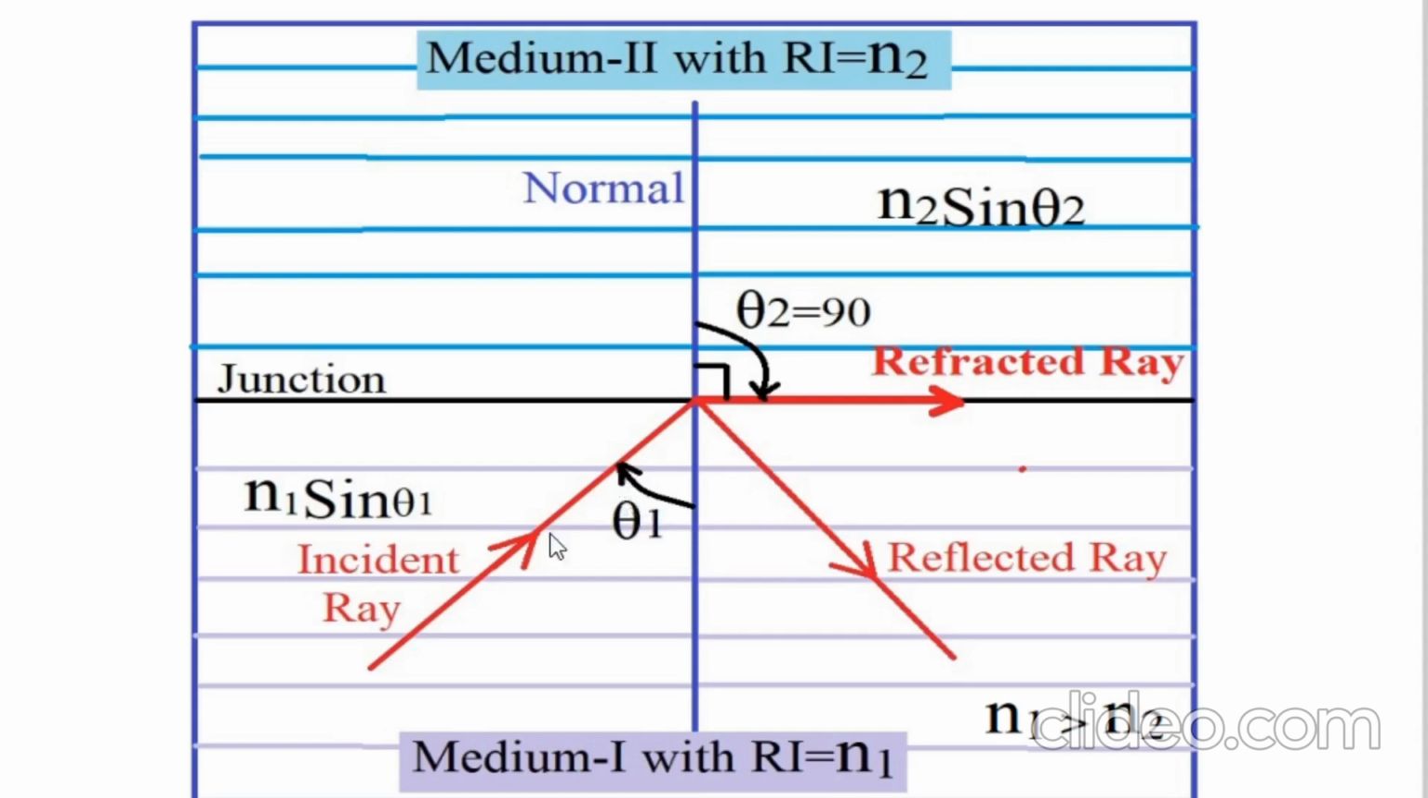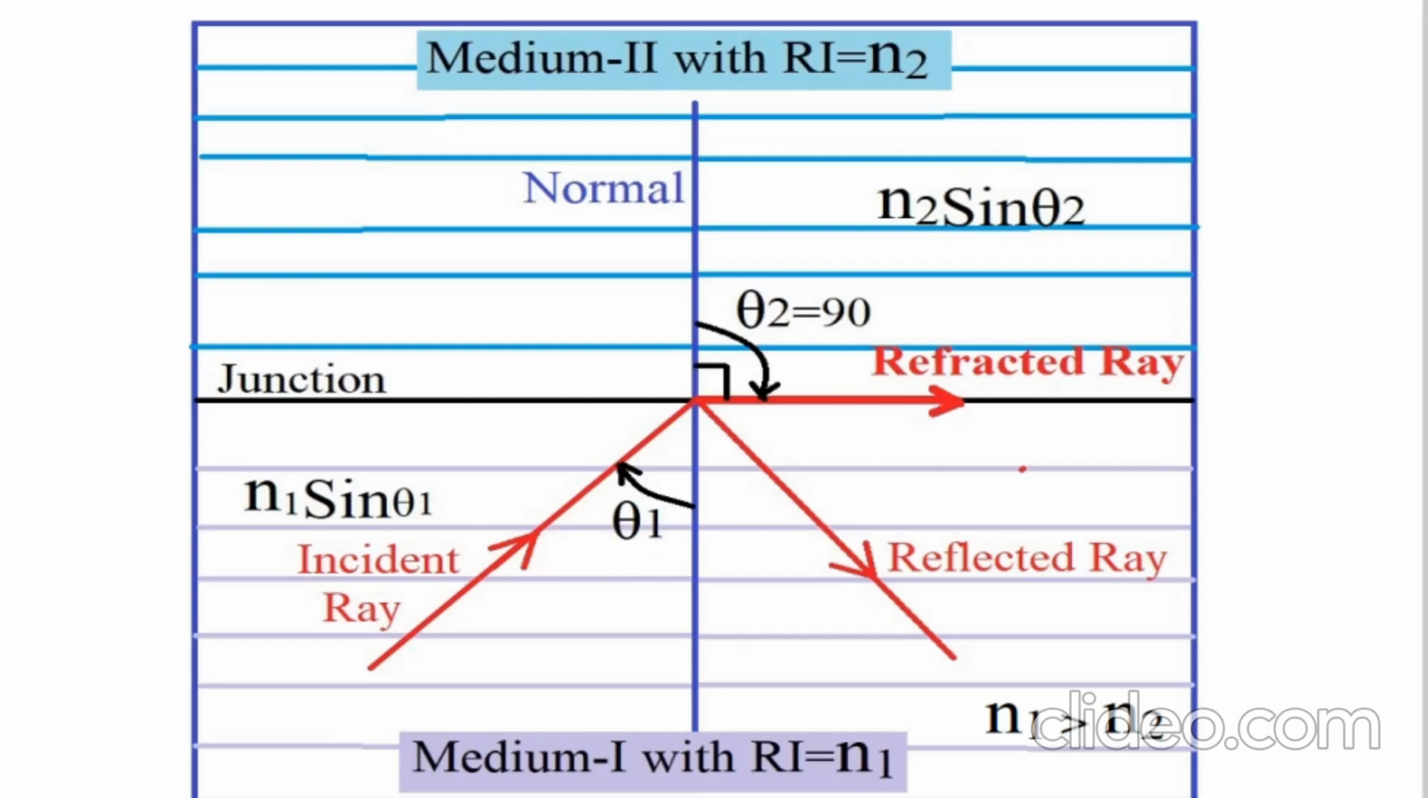Now we have focused this incident ray with a certain angle theta 1 such that at that time theta 2 is equal to 90 degrees. See here, the refracted ray is now traveling along the junction of medium 1 and medium 2. This is the junction of medium 1 and medium 2, the horizontal line. Now the refracted ray is traveling along the junction, and therefore it is said that refraction is 0. And this angle theta 1 at which theta 2 becomes 90 degrees is called the critical angle.